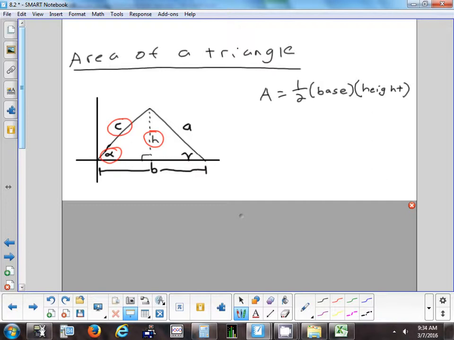What's the name of the side that's H? Would it be opposite, adjacent, or hypotenuse? Opposite. And what about side C? Hypotenuse. And what trig function involves opposite and hypotenuse? Cosine is adjacent over hypotenuse. Sine. Sine equals opposite over hypotenuse, H over C.